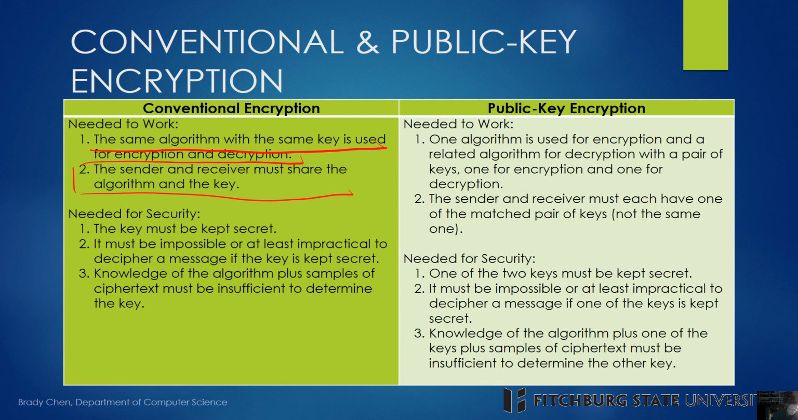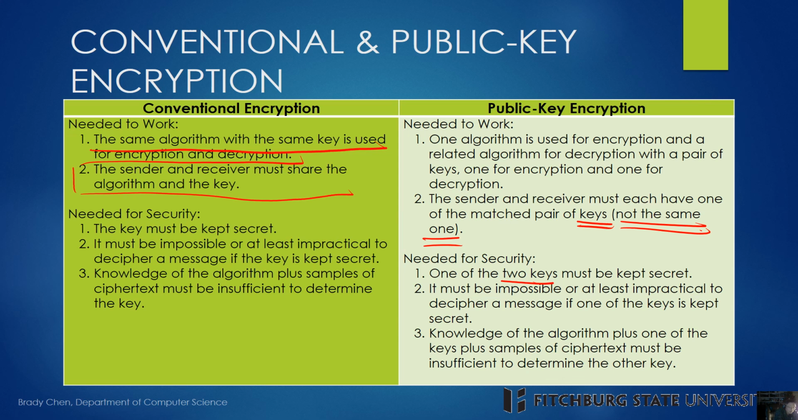The sender and the receiver must each have one of the matched pair of keys. Typically, one of these keys is called the public key, the other is called the private key. These are typically not the same key. To make the message secure or to perform authentication, you have to make sure one of the two keys is kept secret, which is called the private key. And you can publish the other key so everyone else can access it. So, one public key, one private key.